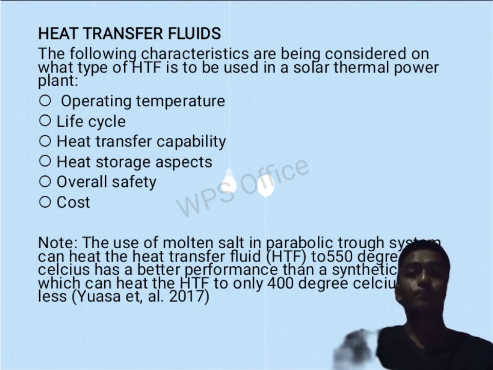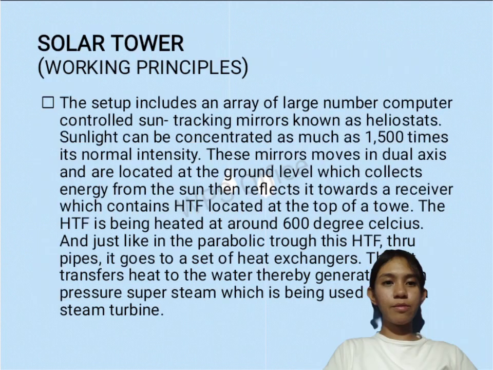So here's the note. The use of molten salt in a parabolic trough system can heat the heat transfer fluid or HTF to 550 degrees Celsius, has a better performance than a synthetic oil which can heat the HTF to only 400 degrees Celsius or less.